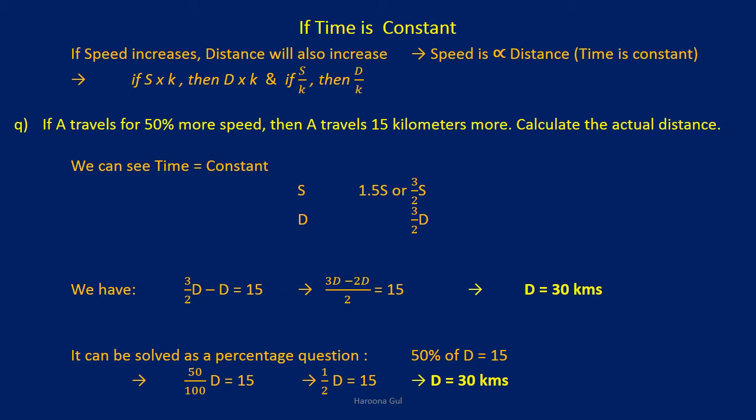And the distance traveled after the speed is increased is 15 kilometers more, which means that 3/2d minus d, that is the actual distance, is equal to 15 kilometers, right? And if we simplify it, we're going to get d, that is the actual distance, equal to 30 kilometers, right? Now, the same question can be solved in another way. That is, 50% of D is equal to 15. So if 50% of D is equal to 15, then D would be equal to 30 kilometers, right?